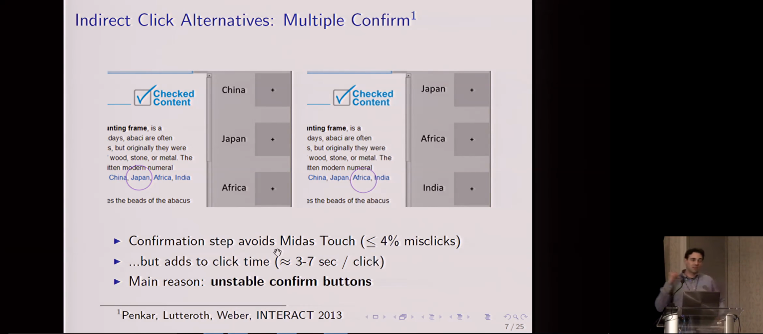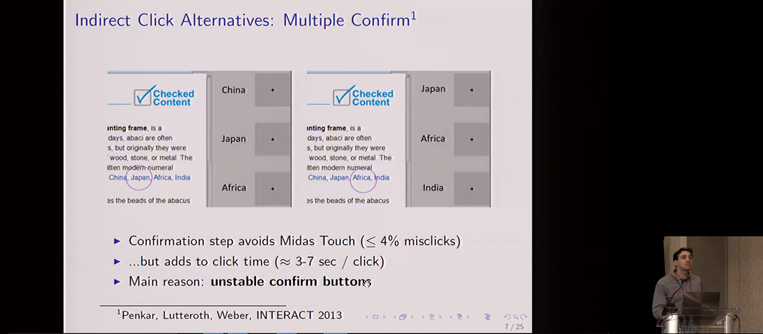So this is very effective at avoiding Midas touch. So the misclick rate goes down below 4%, but it really adds to the click time because you've got these several steps. So depending on the study and the equipment, between 3 and 7 seconds per click.